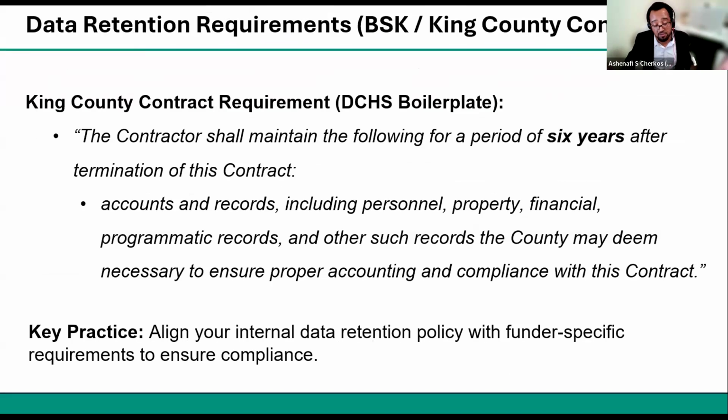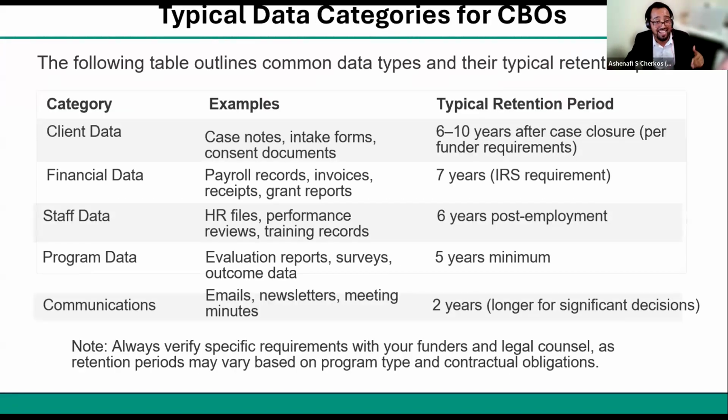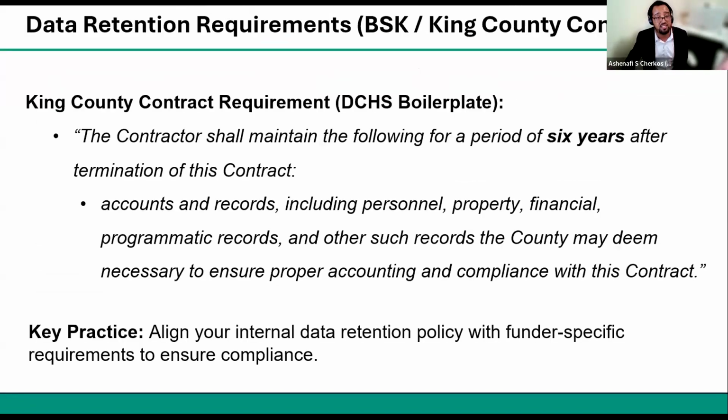The next step is, again, when we decide the retention period, we need to consider the vendor and legal counsel. Each vendor and legal counsel has its own requirements and specifications, and we need to follow those. For example, King County requires a certain level, and this is the contract requirement for King County. It reads as follows: the contractor shall maintain the following for a period of 6 years after termination of this contract: accounts and records, including personal property, financial, programmatic records, and other such records the county may deem necessary to ensure proper accounting and compliance with this contract.